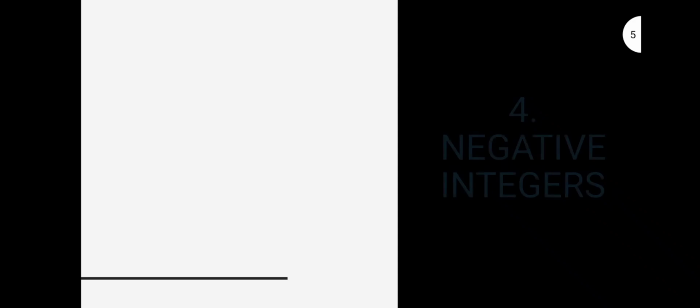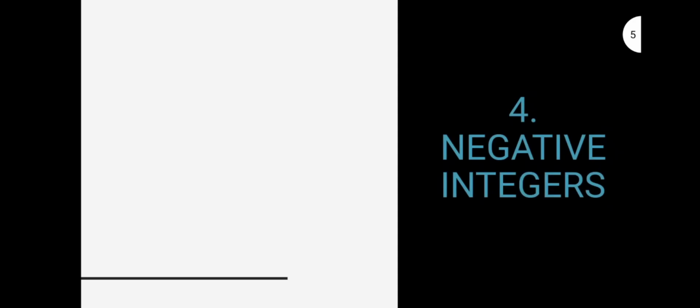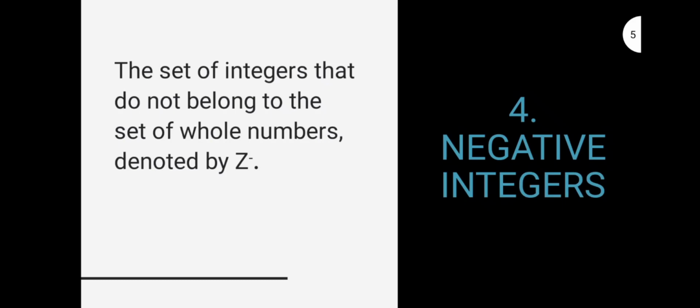Let's proceed to the fourth one, the negative integers. This is the set of integers that do not belong to the set of whole numbers, which is denoted by this symbol. It's like Z raised to negative, okay? The set of negative integers includes the numbers from negative 1, negative 2, negative 3, up to negative infinity.